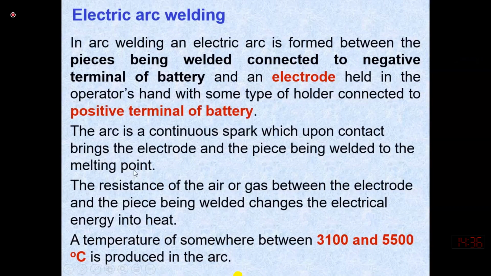So when the electrode is brought near the pieces which are to be welded, due to the very high voltage, current tends to pass from the electrode to the pieces which are to be welded. The resistance of the air or gas between the electrode and the pieces being welded changes the electric energy to heat energy, and this heat energy increases the temperature to between 3100 and 5500 degrees Celsius.